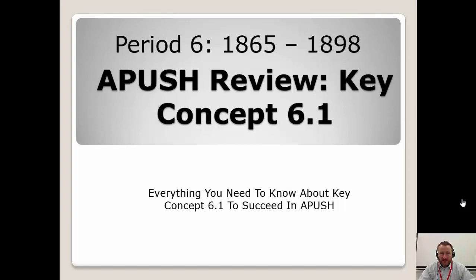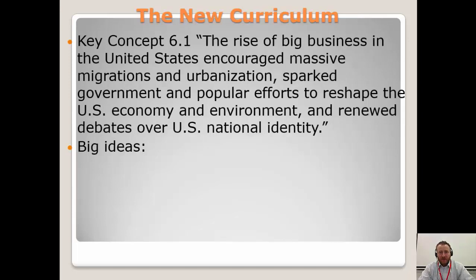Period 6 covers the years 1865 to 1898. And again, this video quiz is intended to be kind of an overview of the period of sorts. So let's get started. 6.1, the rise of big business after the Civil War in the U.S. encouraged massive migrations from Southern and Eastern Europe and urbanization. The immigrants moved to the cities. It sparked government and popular efforts to reshape the U.S. economy and the environment, and it renewed debates over U.S. national identity, meaning there was a continued backlash over what it meant to be an American.